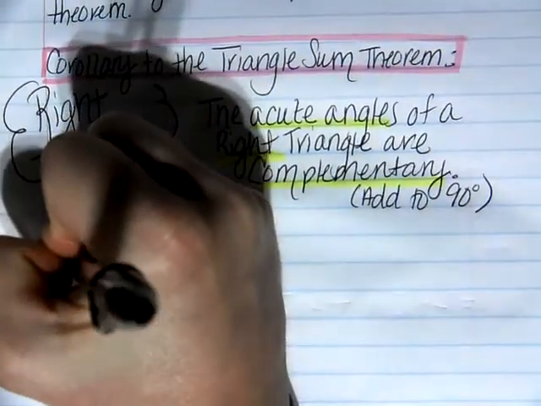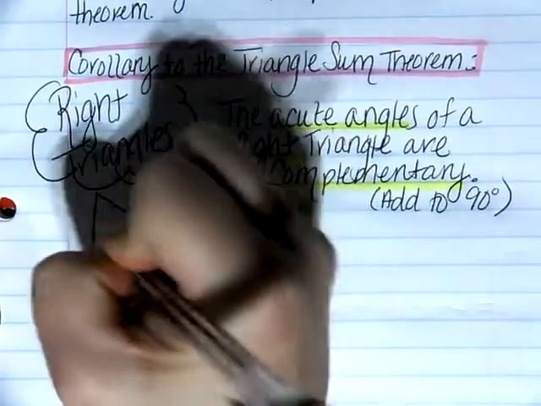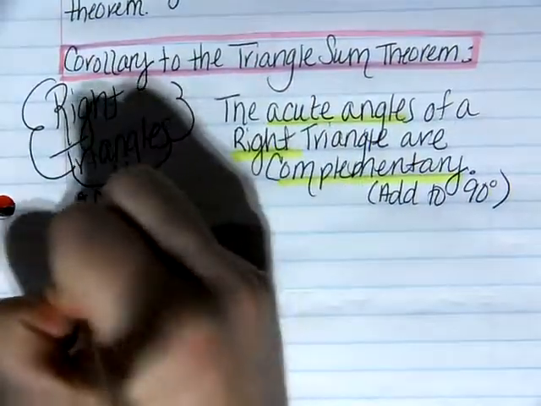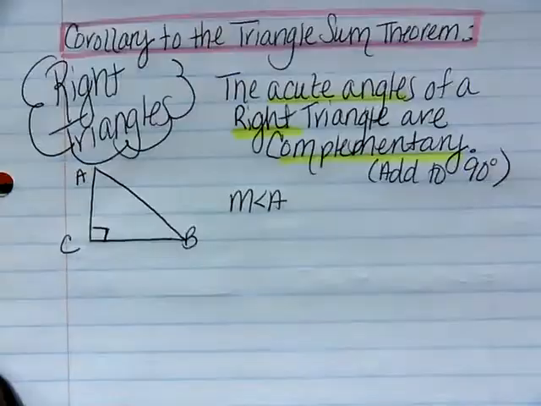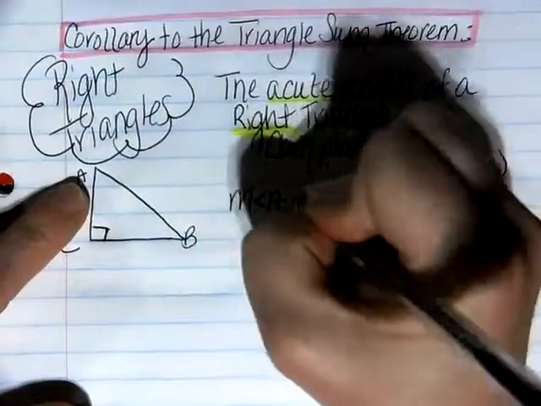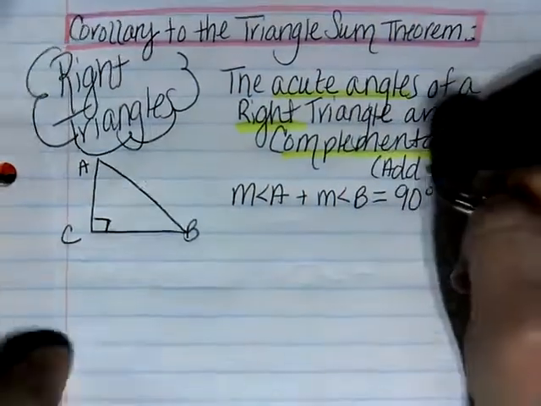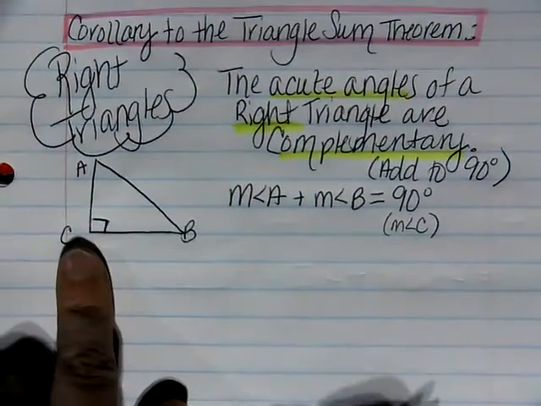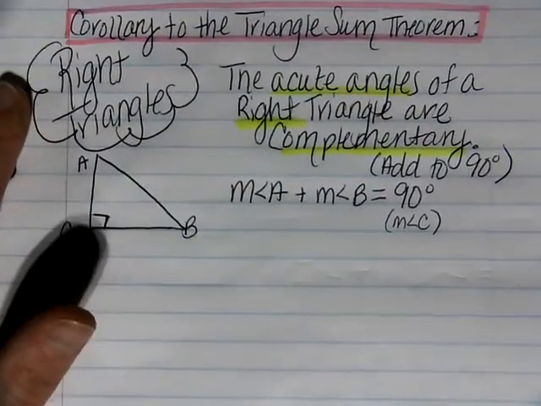So if you were to draw a really quick right triangle, and we were to label this triangle A, B, and C, we would say that the measure of angle A, which is one of our acute angles, plus the measure of angle B must equal 90 degrees, which in other words is the measure of angle C, the 90-degree angle. This only works if we are dealing with right triangles.